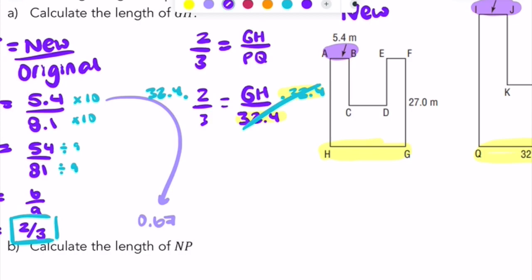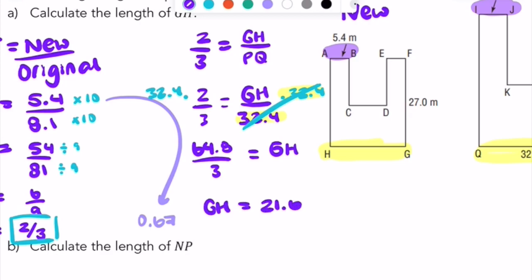All right, I can plug this into my calculator. So 32.4 times 2, well, that gives me 64.8. And I still have that over 3. And when I plug that in, divided by 3, in my calculator, I get that final answer of 21.6. Now, even though scale factor doesn't have units with it, remember side lengths do. All of these side lengths have been measured in meters, so I need to make sure my meters are indicated.